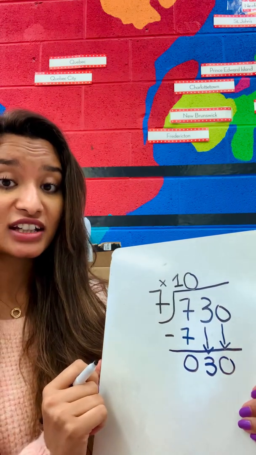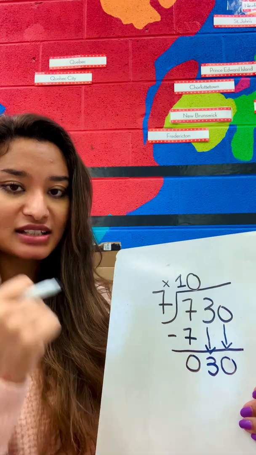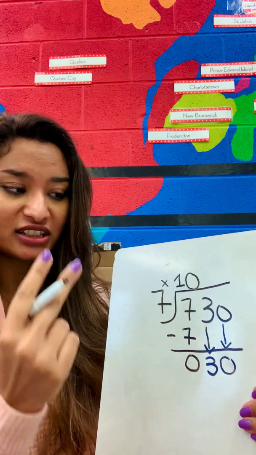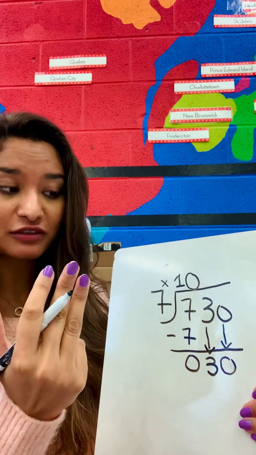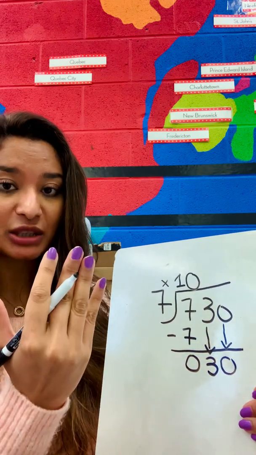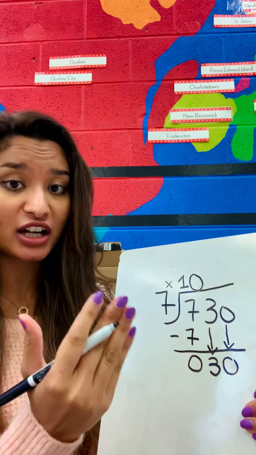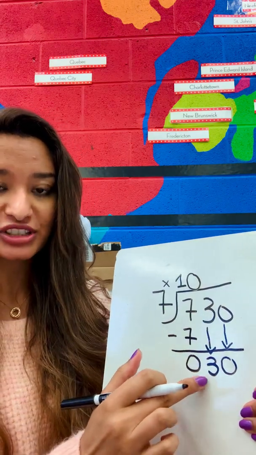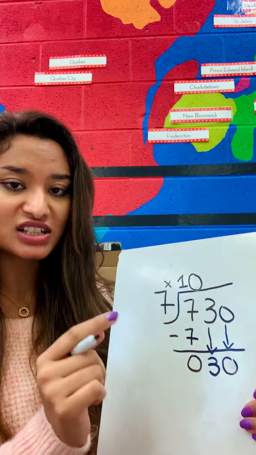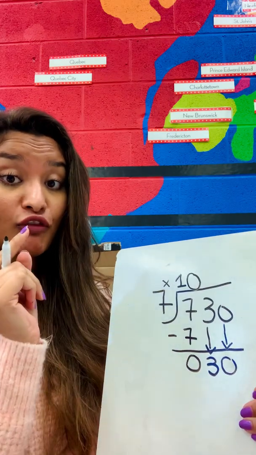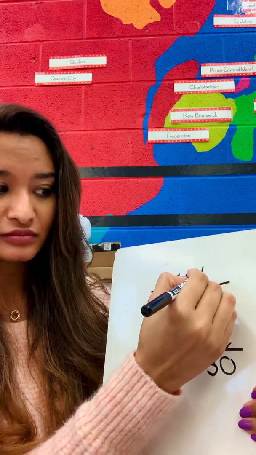So let's go ahead and say our 7 times table. 7 times 1 gives me 7. 7 times 2 gives me 14. 7 times 3 gives me 21. 7 times 4 gives me 28. 7 times 5 gives me 35. We do not need a 35. That's too big. We are looking for something 30 or something less. And the less we found was 7 times 4. So I need 4 sevens, right?